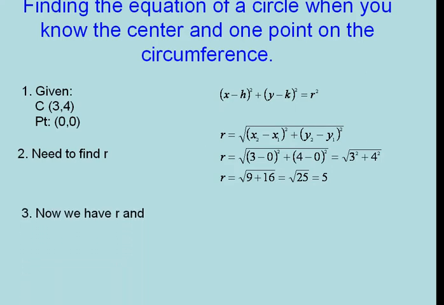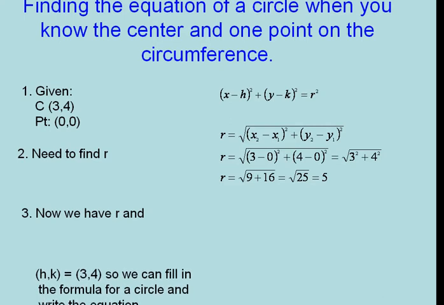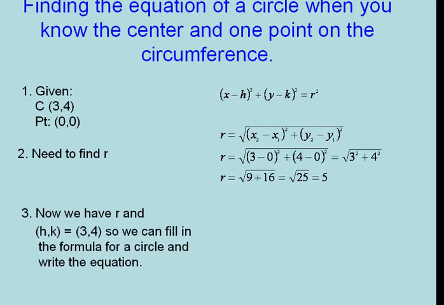Now we have r, and we have (h, k) equal to (3, 4). So we can fill in the formula for a circle and write the equation. Here is the circle formula, and we know the h and the k and the r. So we come up with the equation (x minus 3) in brackets to be squared plus (y minus 4) in brackets to be squared equals 25.